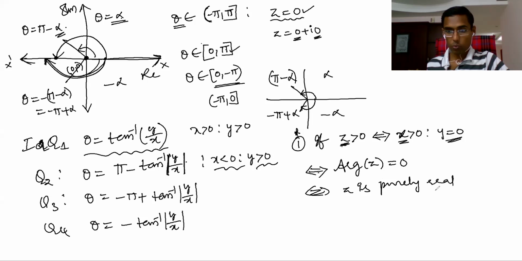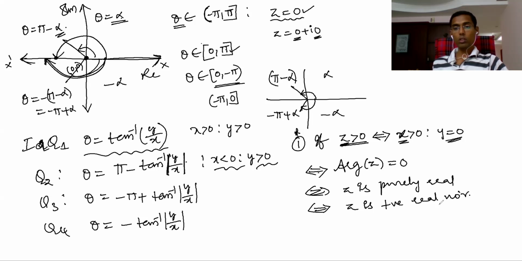You can say z is purely real. That's what is meaning of this. Not only that, z is not only just purely real, but also z is a positive real number. Z is a positive real number.